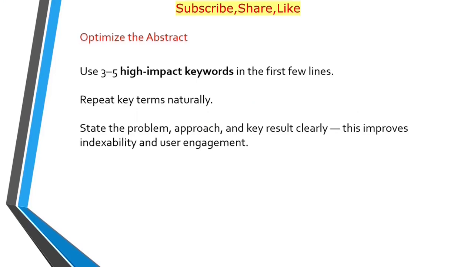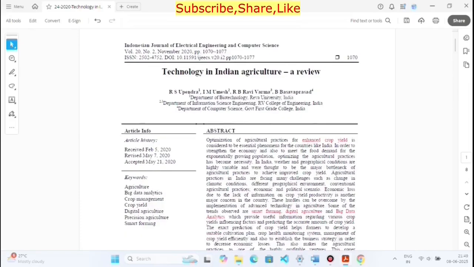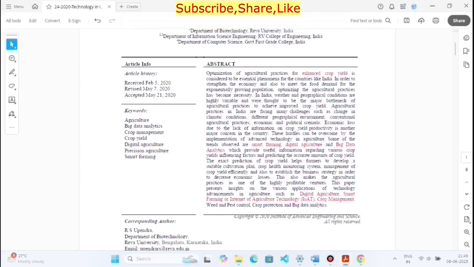Optimize the abstract. Your abstract is often the first and sometimes the only thing that readers and search engines look at. Use 3 to 5 high impact keywords within the first few lines. State the problem, your approach, and key result clearly. Repeat core terms naturally throughout. A good abstract improves both your paper's indexability and reader engagement.